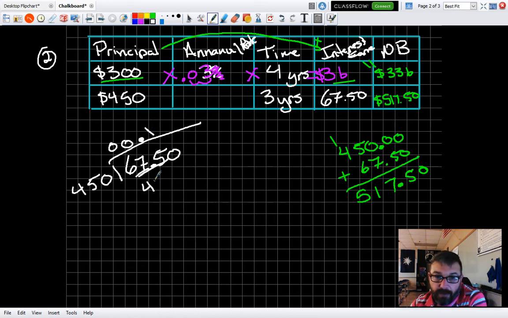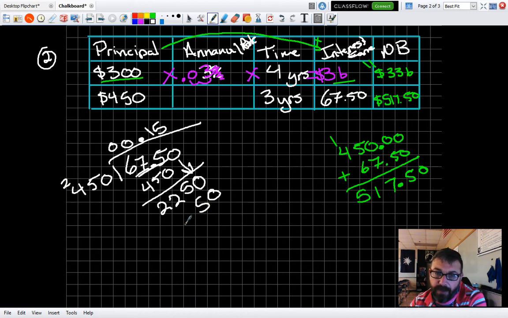1 times 450 is 450. So now I'm going to subtract. 5 minus 0 is 5. 7 minus 5 is 2. 6 minus 4 is 2. Bring down my 0, 2,250. So 450 will go into 2,250. You guys may have to think about this, but I've done this problem enough. 5 times 450, 5 times 0, 0. 5 times 5 is 25. Carry the 2. 5 times 4 is 20 plus 2, 2,250. So that is 0.